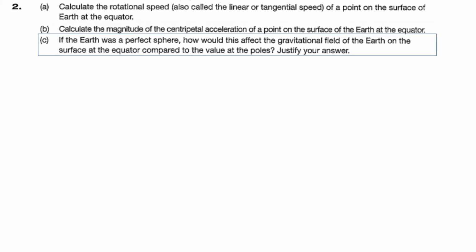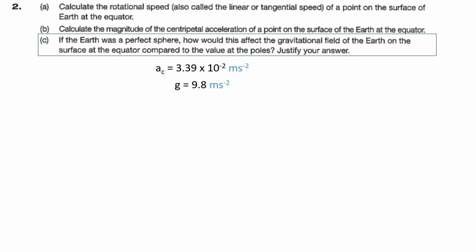Moving on to part C, we're saying if the Earth was a perfect sphere, how would this affect the gravitational field of the Earth on the surface at the equator compared to the value at the poles? So what we're going to look at is the centripetal acceleration we've just calculated, that's the acceleration of 3.39 times 10 to the minus 2. If we compare that to the acceleration due to gravity, which is 9.8, we know that we've got an acceleration due to gravity of 9.8 all over the Earth's surface.